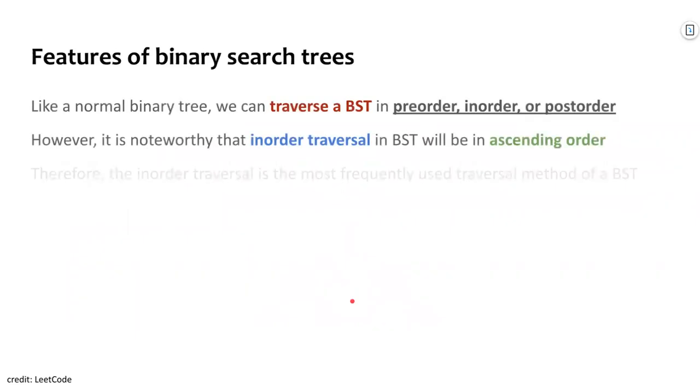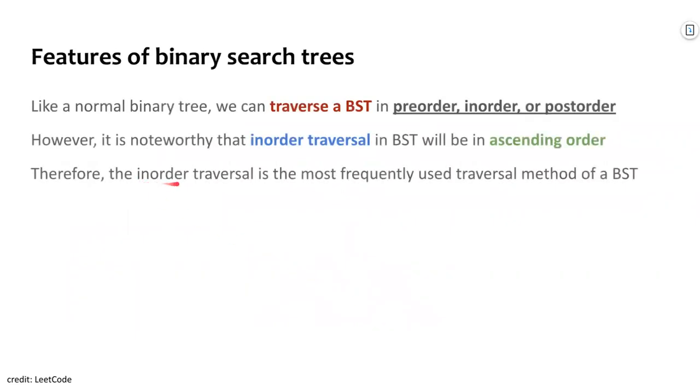Therefore, the in-order traversal is the most frequently used traversal method of a BST. Okay, that was the concept of binary search trees.